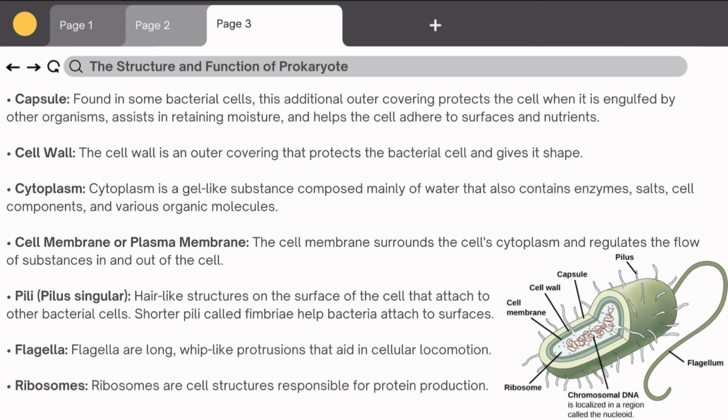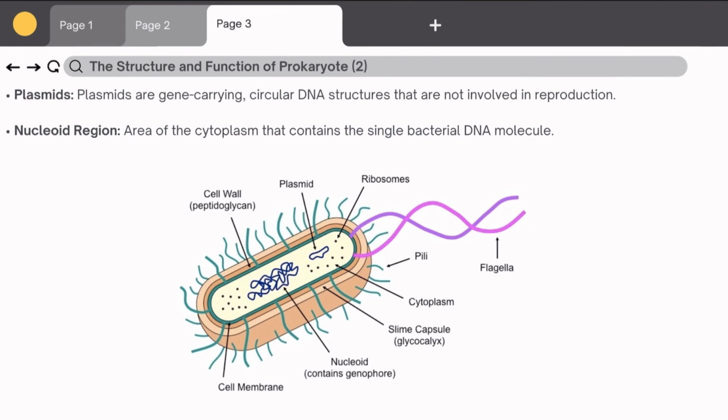And there is ribosomes. Ribosomes are cell structures responsible for protein production. And then there is plasmids. Plasmids are gene-carrying circular DNA structures that are not involved in reproduction. And the last one is nucleoid region, an area of the cytoplasm that contains the single bacterial DNA molecule.